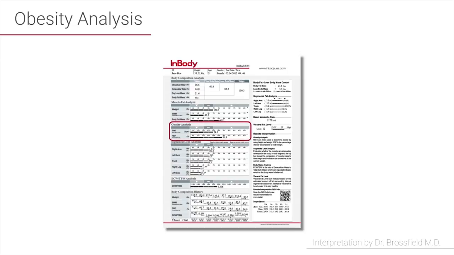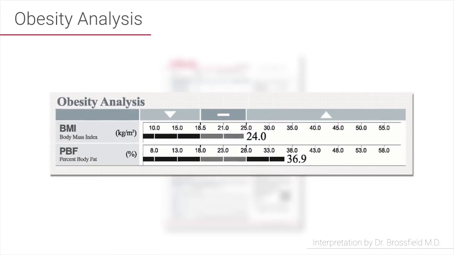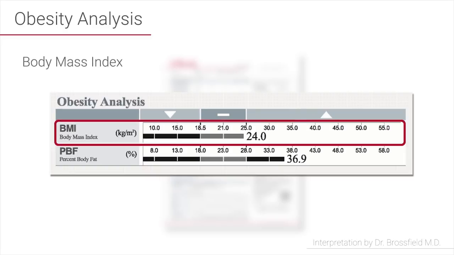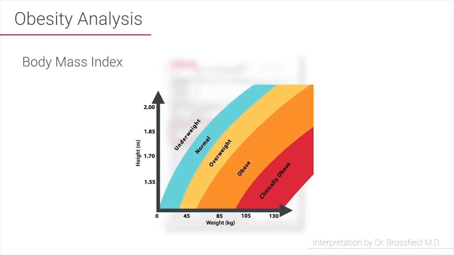The next section of the results sheet is the obesity analysis section. This section includes your BMI, which is your body mass index, and your percent body fat, your PBF. Body mass index is used by a lot of government agencies to assess risk. We know of this as a calculation of normal weight, overweight, or obesity.